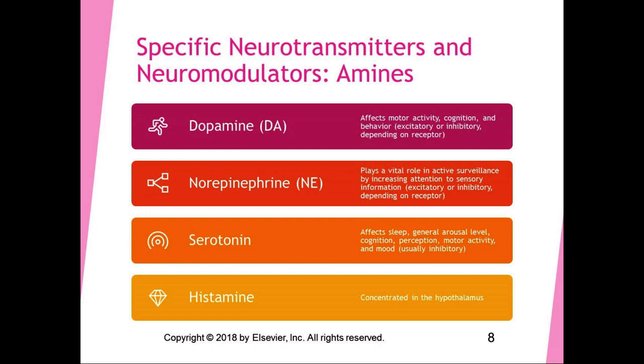Dopamine has, again, wide-ranging effects. It can be either excitatory or inhibitory depending on the receptor. It affects motor activity, cognition, and behavior. So that's a wide-ranging group of effects right there. Norepinephrine plays a vital role in active surveillance of our environment by increasing attention to sensory information. It can be either excitatory or inhibitory depending on the receptor, again. So norepinephrine is a heavy hitter in the autonomic nervous system in our fight or flight response, but it also has other effects throughout the nervous system.